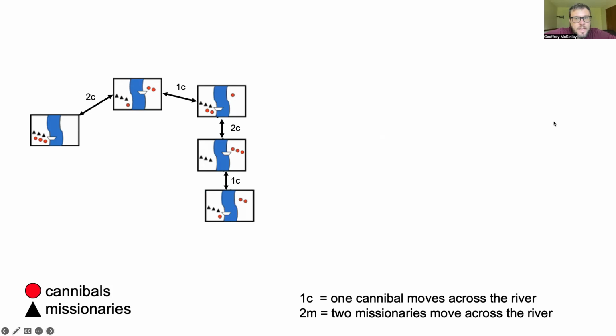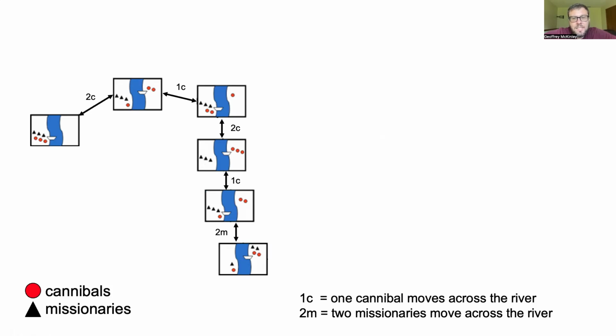So then I move one cannibal over to the initial side. And so now I've reached my sub goal. I've achieved my sub goal of having one cannibal on the initial side. And then maybe my fifth sub goal is to transport the missionaries back over to the final side. So I move two missionaries over to the final side.